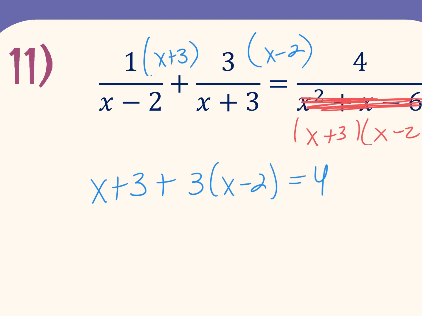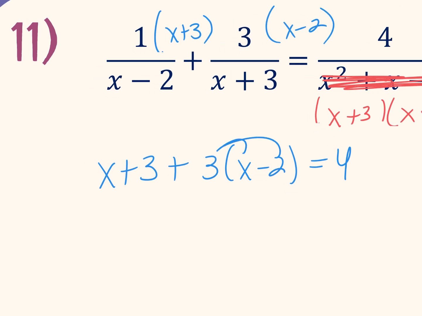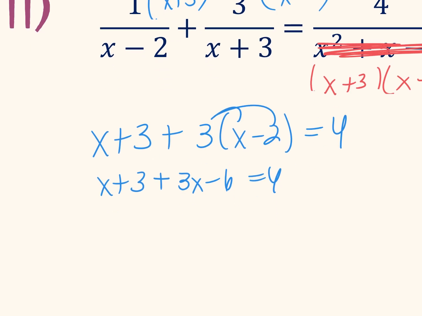Once we get past that first step, guys, this is a no-brainer. I could give you guys 10 of these to do in 5 minutes and everybody would get them all right. It's that first step. So we're going to distribute: x plus 3 plus 3x minus 6 equals 4. What can I combine? X and 3x gives me 4x. What about 3 and -6? Minus 3 equals 4. Okay.